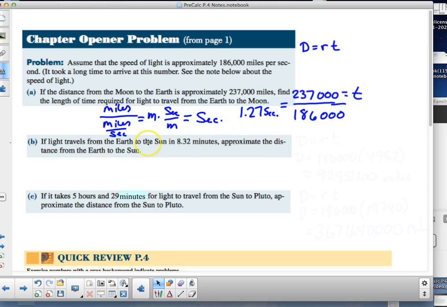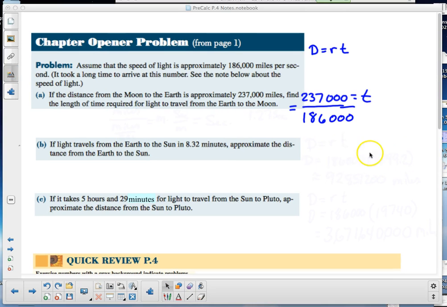Now, if light travels from Earth to the sun in 8.32 minutes, approximate the distance from Earth to the sun. Now, here's the thing. I have 186,000 miles per second, so I've got to find out how many seconds 8.32 minutes are. So in doing that, I'm going to find out that there are 499.2 seconds in 8.32 minutes. Okay, so now I've got rate times time: distance equals rate times time, 186,000 times 499.2. So now we're going to take distance equals rate times time.